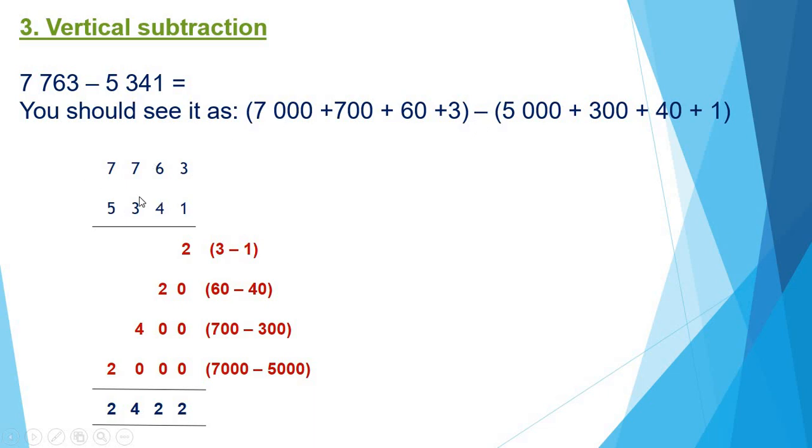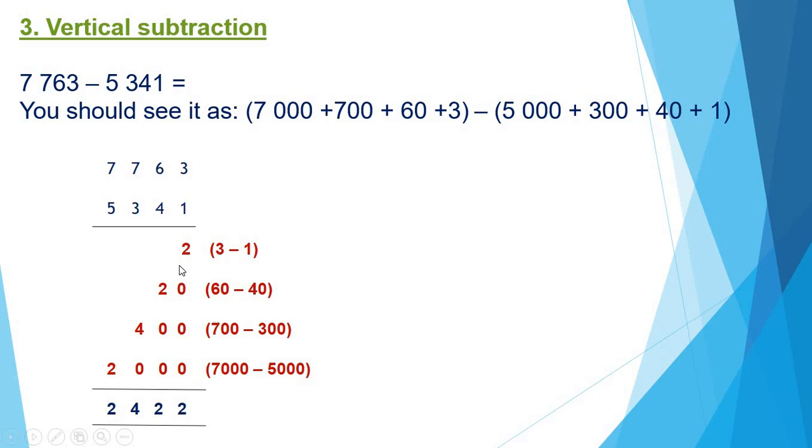Your next step, you're writing both numbers underneath each other, making sure that your biggest number is on top. Making sure that your units are under units, tens under tens, hundreds under hundreds, and thousands under thousands. Then you start subtracting units from units, tens from tens, hundreds from hundreds, and thousands from thousands. So you've got 3 minus 1 is 2. 60 minus 40 is 20. 700 minus 300 is 400. And 7,000 minus 5,000 is 2,000.